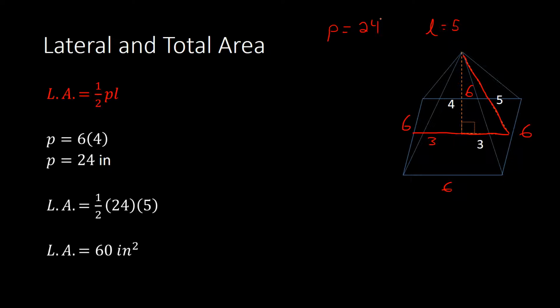So we have the lateral area, then we need to add in the base. So adding in the base is going to be a square, and the square is 6 by 6. So 6 times 6 would give me an area of the base of 36. So the total area would be 60 plus 36, which would be 96 square inches.